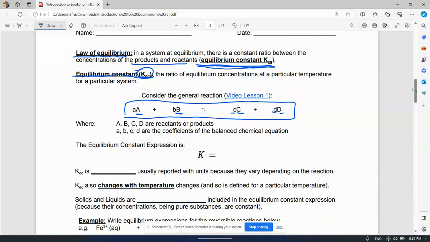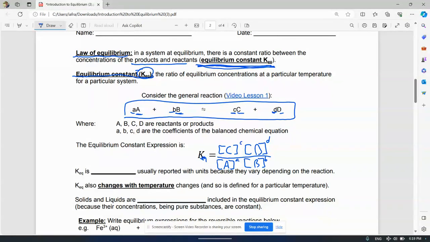So for example, for this one here, the K_eq, you don't always have to put eq, but that means K at equilibrium is equal to the concentration of C to the power of little c, which is the coefficient there, times the concentration of D to the power of little d, over the concentration of A to the power of little a, because that's a reactant and a coefficient, times the concentration of B to the power of little b over here. And this would be your equilibrium constant expression.